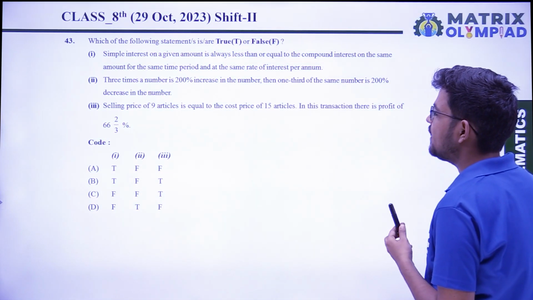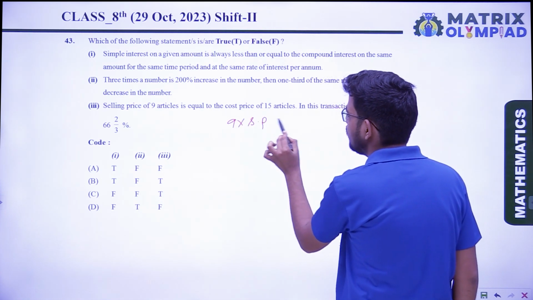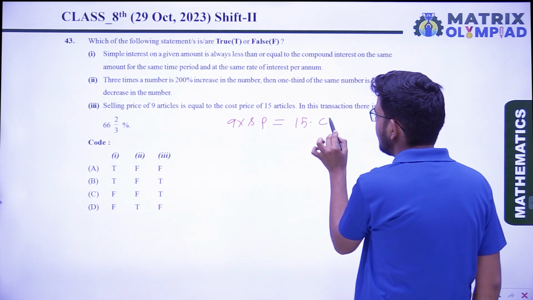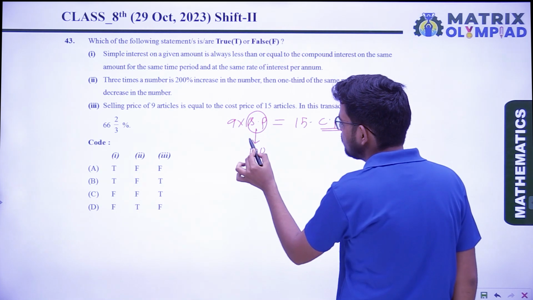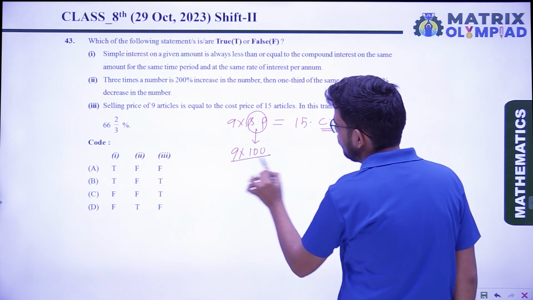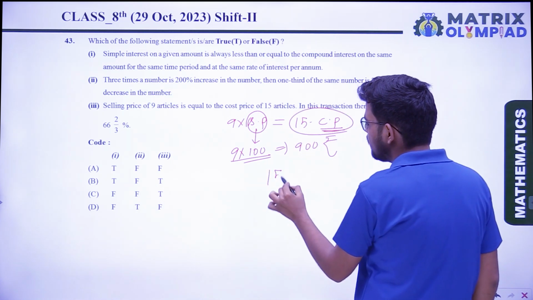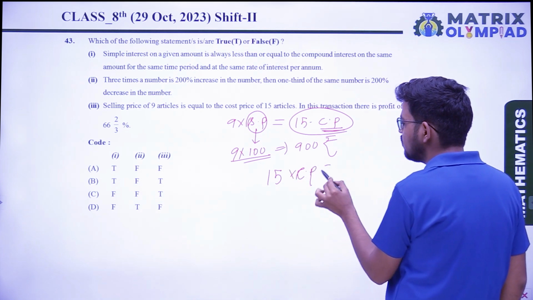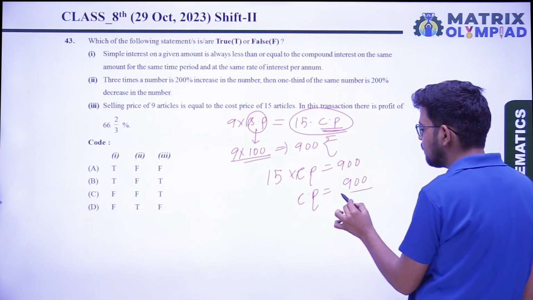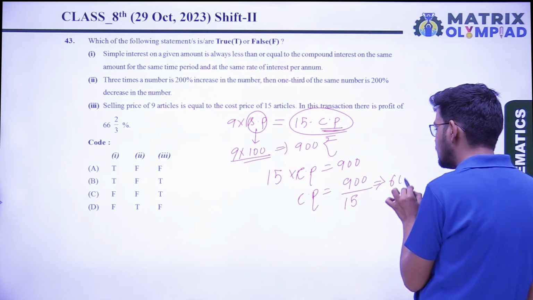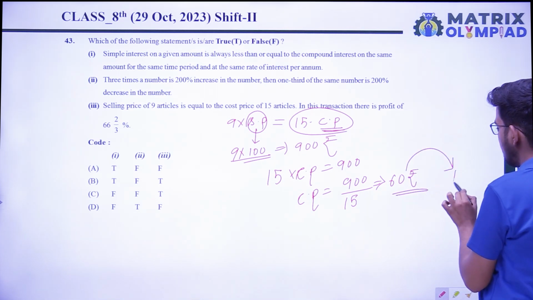Third, selling price of 9 articles equals the cost price of 15 articles. Just assume the selling price of 1 article is 100 rupees. Then the selling price of 9 articles is 9 into 100, that is 900 rupees, and that is equal to the cost price of 15 articles. So the cost price of 1 article is 900 upon 15, that is 60 rupees. It means the cost price of 1 article is 60 rupees, and the selling price is 100 rupees.